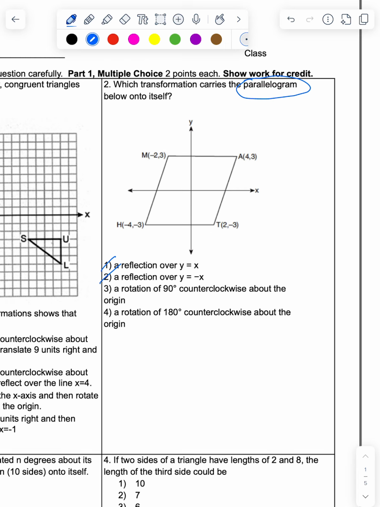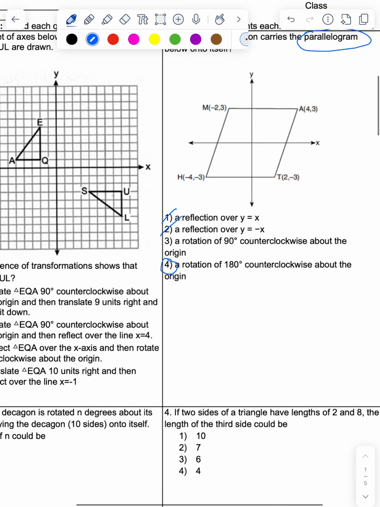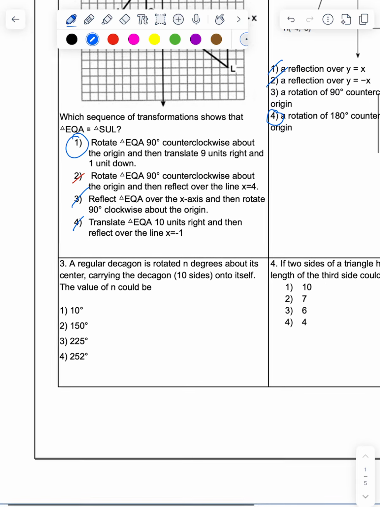And that leaves me with just answer choices 3 and 4. And if I rotate 90 degrees, it's not going to look like itself. But if I rotate 180 degrees, it will look like itself. So that one, as long as you know that parallelograms don't have any lines of symmetry, don't have reflection symmetry, that one was an easy one to narrow down.